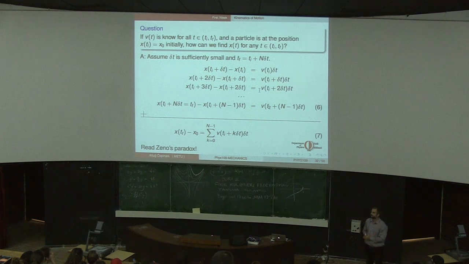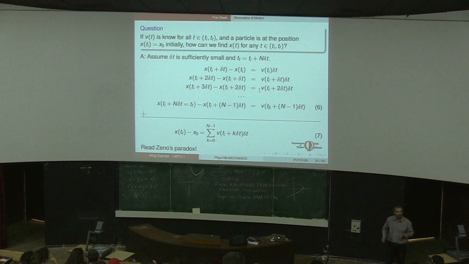Any ideas? Remember, delta t is very small. In a very small amount of time, the velocity doesn't really change at all. So I could have as well written here, instead of ti plus 2 delta t, I could have used ti plus 3 delta t, or any velocity in that time interval. They will all be valid.